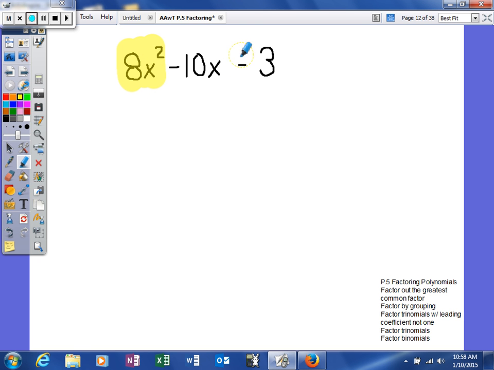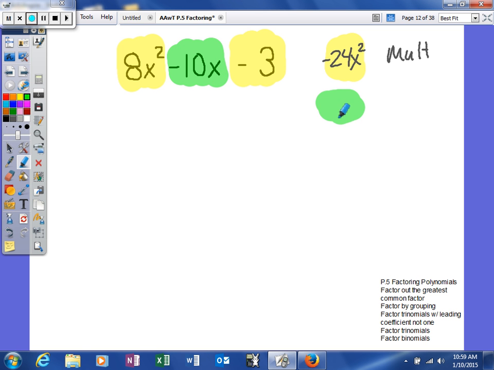I'm going to take my term with the highest degree and multiply it by my term with the lowest degree. In this case specifically, I'm going to multiply my quadratic times my constant. When you multiply these two things together, this times this gives me negative 24x squared. That number is important because we're trying to figure out two numbers that will multiply to give me that one, and not only that, but I want them to add to give me this number, negative 10x.